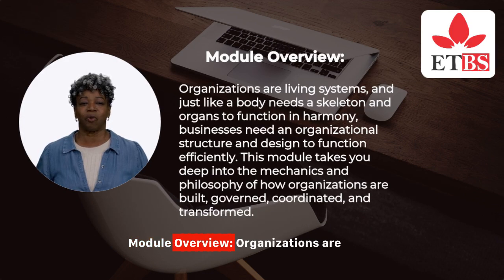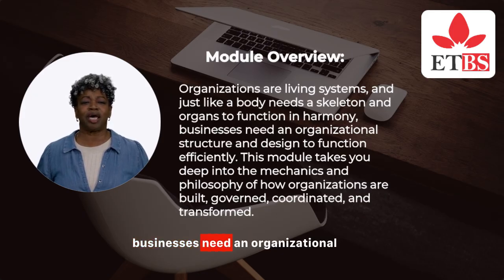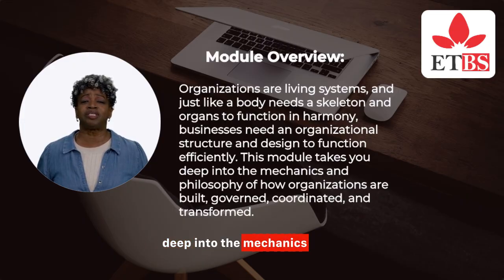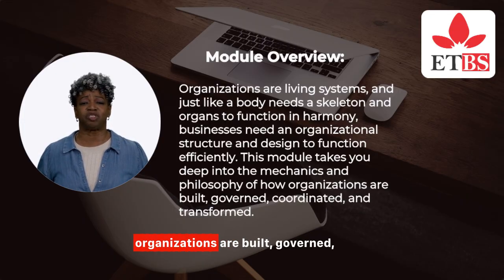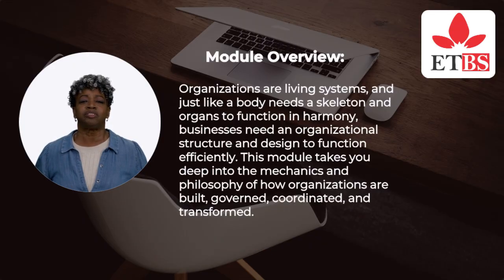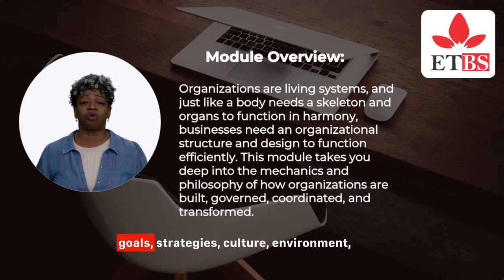Module overview. Organizations are living systems, and just like a body needs a skeleton and organs to function in harmony, businesses need an organizational structure and design to function efficiently. This module takes you deep into the mechanics and philosophy of how organizations are built, governed, coordinated, and transformed. This module explores the types of organizational structures, the principles guiding their design, factors influencing structural decisions, and how structures evolve to align with goals, strategies, culture, environment, and technology.